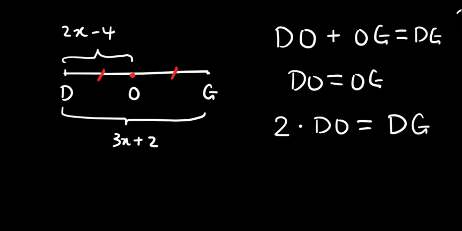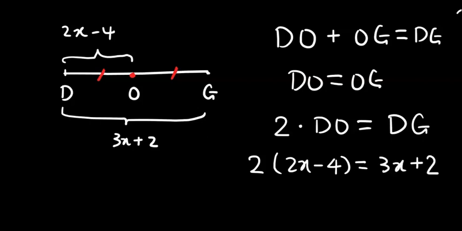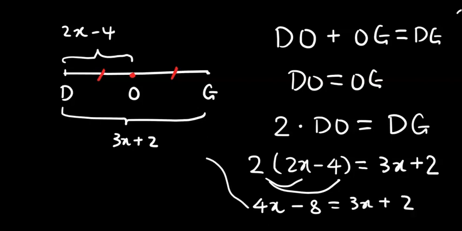Now, we're going to substitute. DO is 2x minus 4. DG is 3x plus 2. Now, we're going to distribute. And we have 2 times 2x, 4x, 2 times negative 4, negative 8, and 3x plus 2. Oh, I run out of space. I'm going to finish right here, okay? All right. Different color, finish right here.